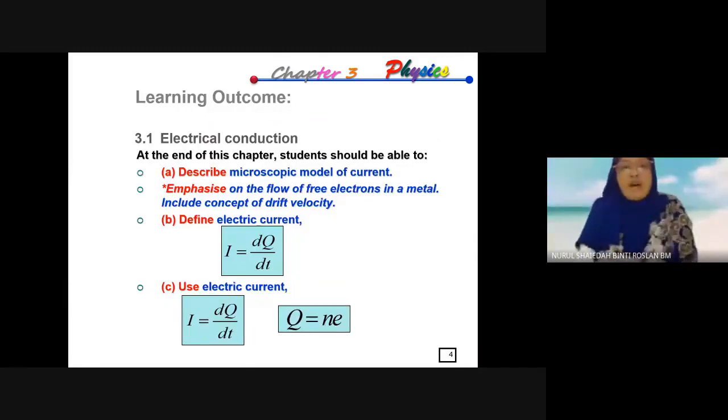Okay. The first one, electric conduction. What is electric conduction? At the end of this chapter, student should be able to describe microscopic model of current. So you need to know about microscopic model of current. So you need to emphasize on the flow of the free electron in the metal, including the concept of drift velocity. Okay, define electric current I equals to dq over dt and use electric current I equals to dq over dt, Q equals to NE.